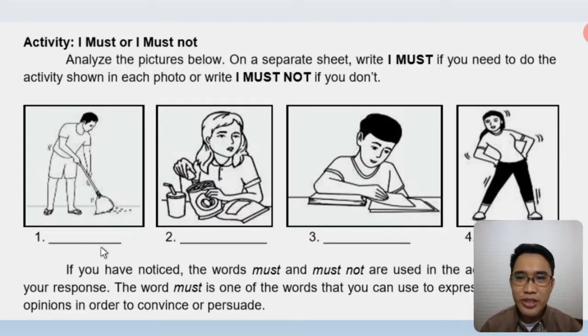Number 1, what do you think is it? I must or I must not? If you said I must, then you are correct. Second one, I must not. The third one, correct, I must. And number 4, I must.